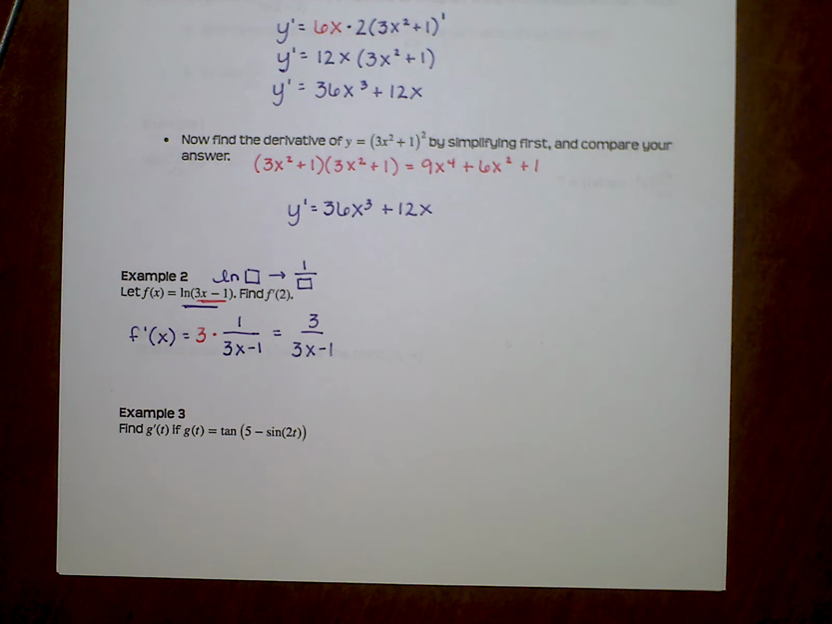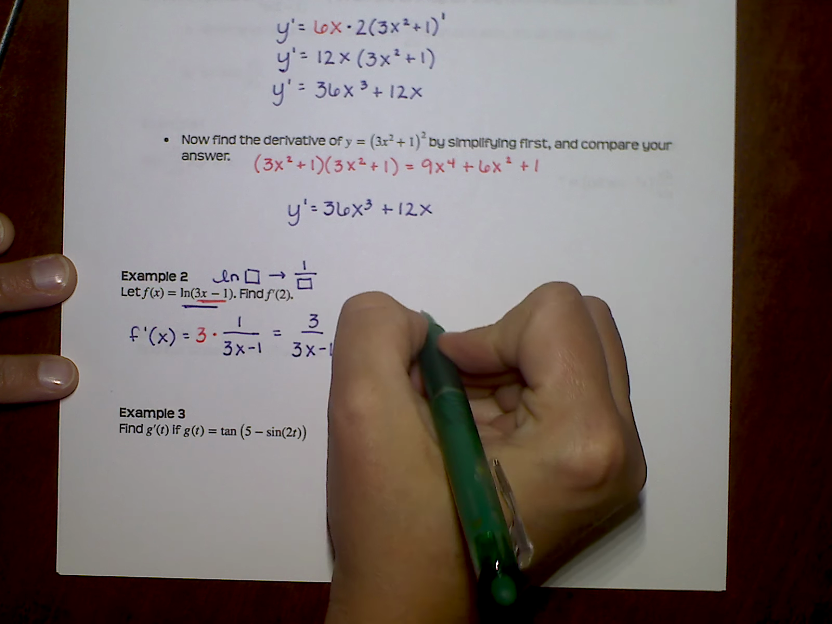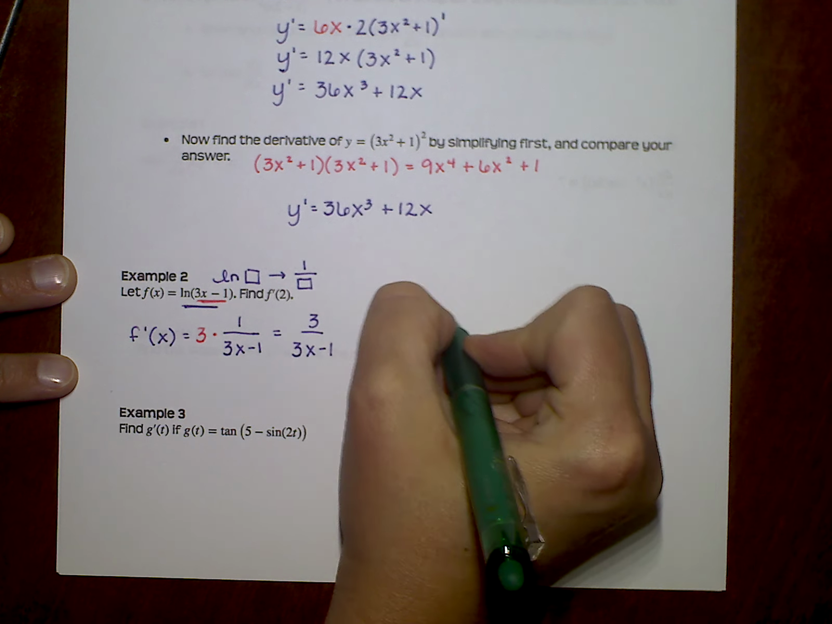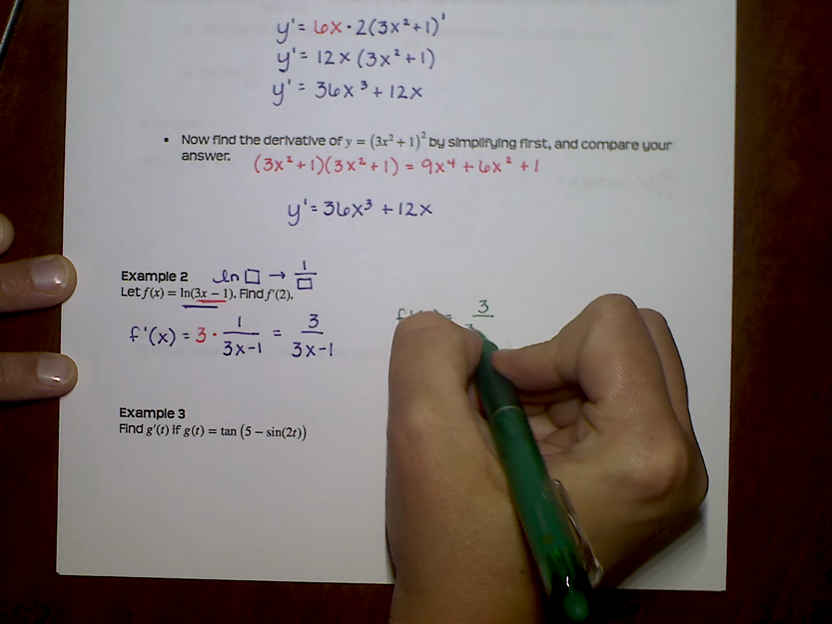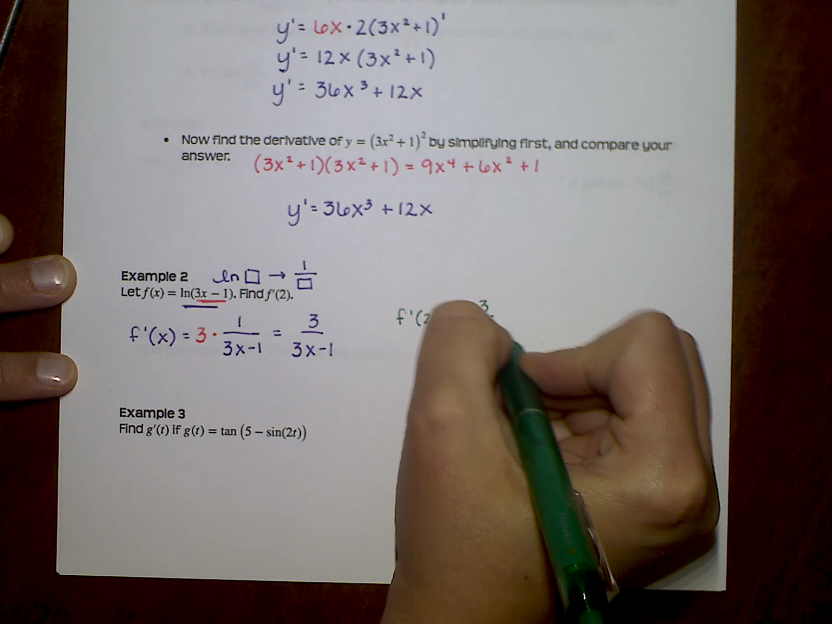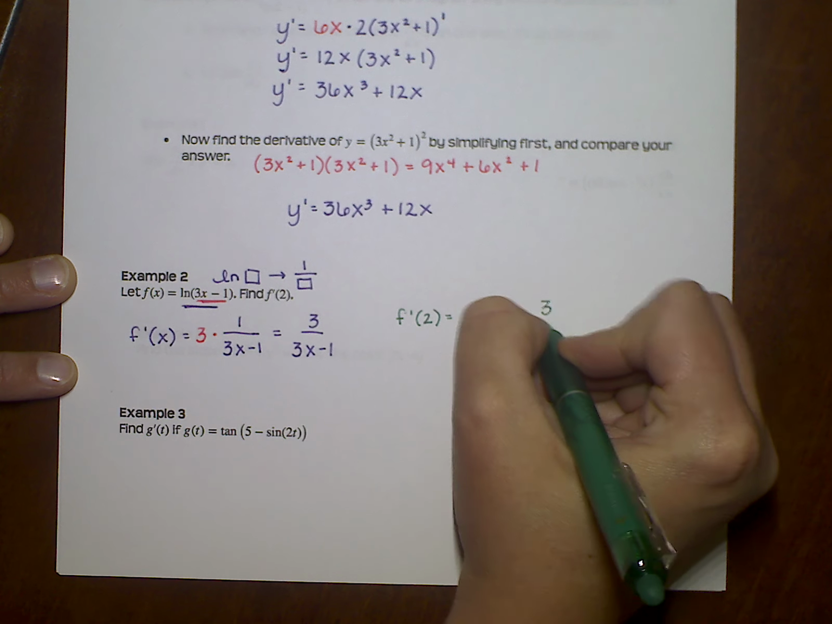Because then the next part of this is to find f prime of 2. So to find f prime of 2, I want to plug 2 into this. And so I'm going to go 3 over 3 times 2 minus 1. That's 6 minus 1, which is 5. So this answer would be 3/5.